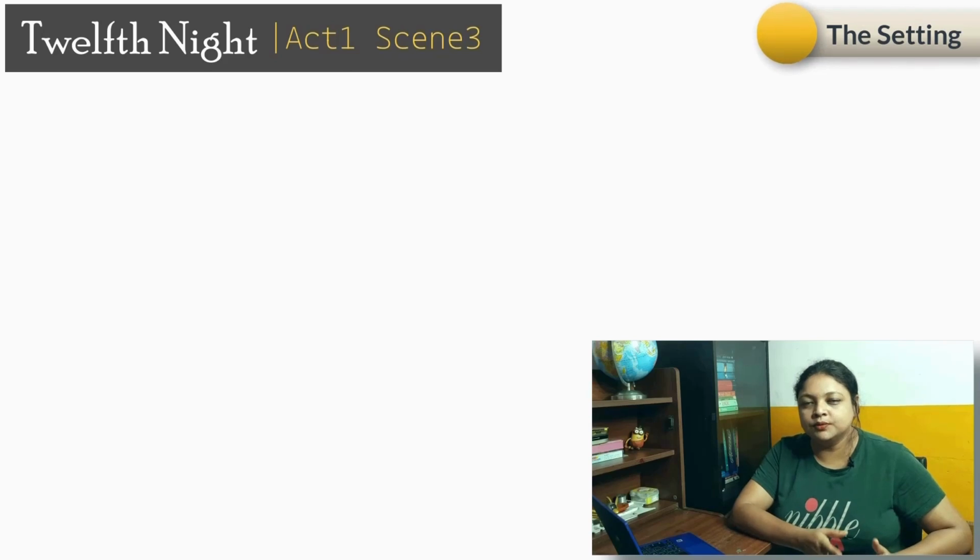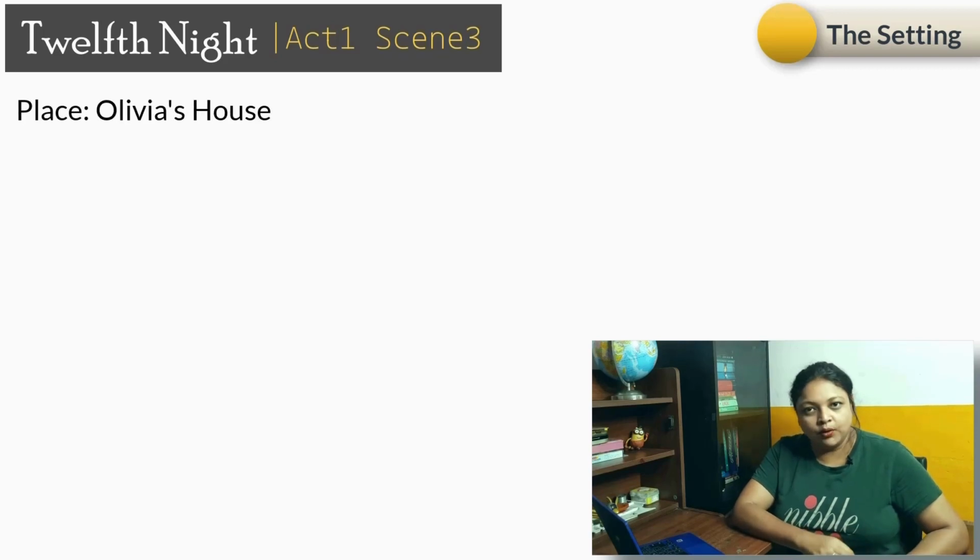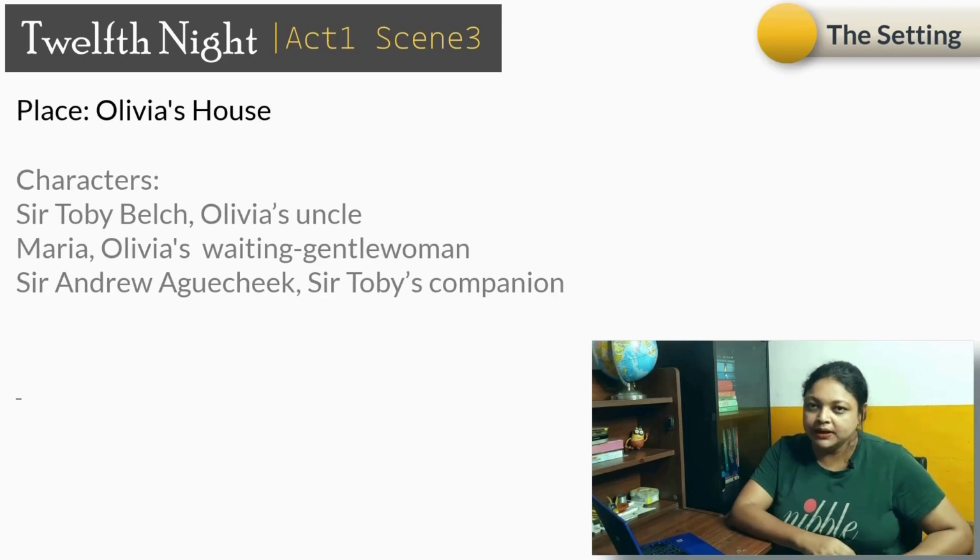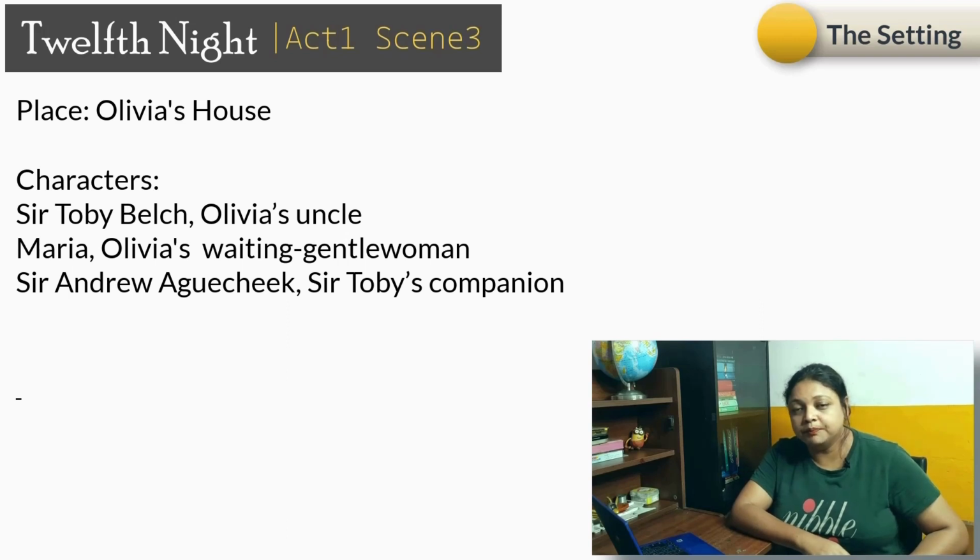Since the whole play Twelfth Night is set in Illyria, we are not going to mention that every time. We are talking about setting. More specifically, this scene is set in Olivia's house. As the play opens, we find Sir Toby speaking to Maria. Now, who are these people?